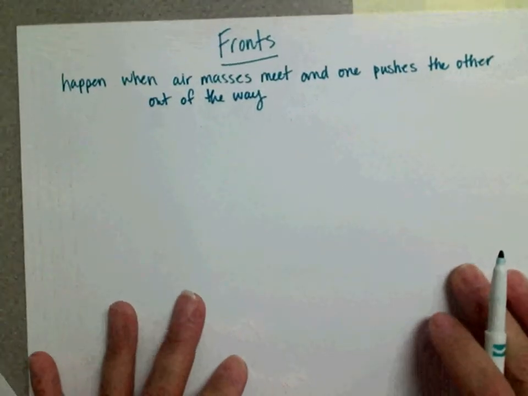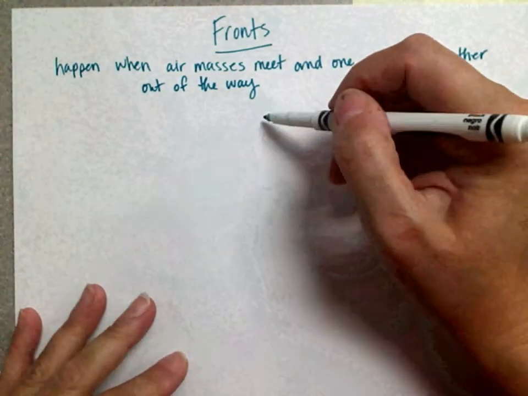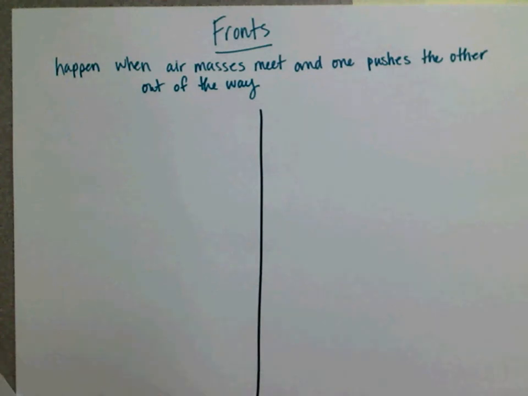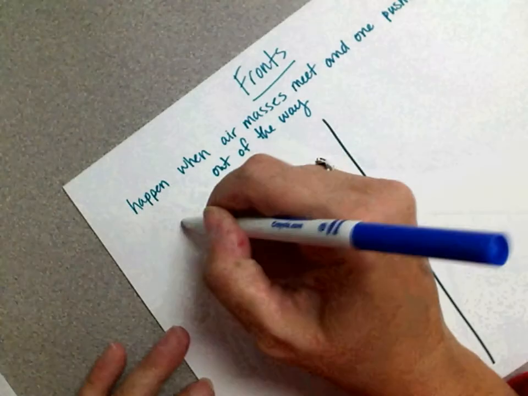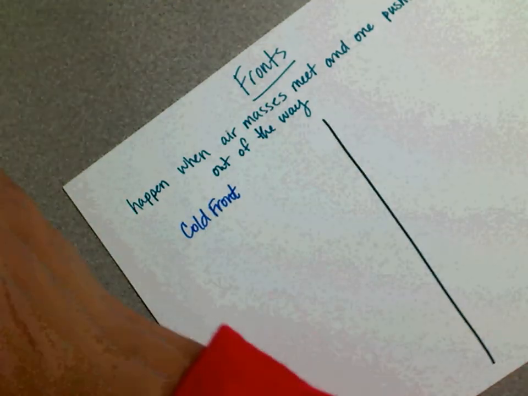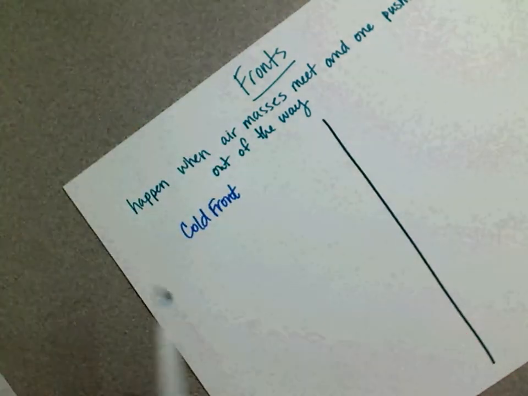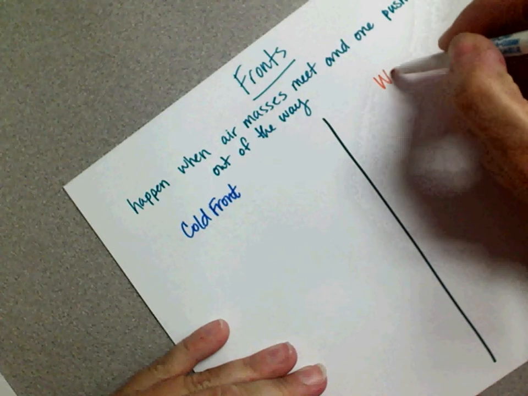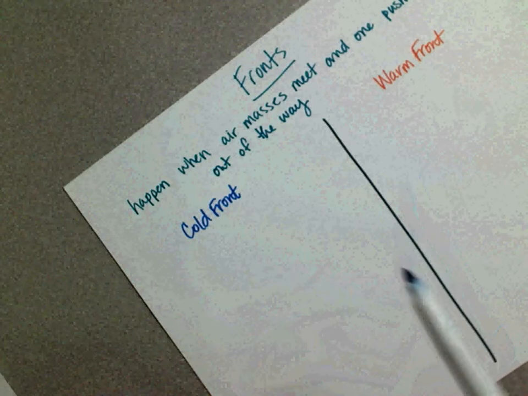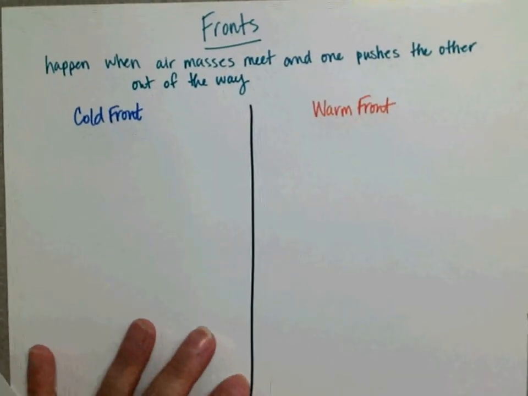And we have two kinds, right? We talked about it in class, remember? 2 of them. Anybody remember what they are? Yes, we have a cold front and a warm front. Okay. We have cold fronts and warm fronts. Anybody remember those symbols? Remember we talked about some symbols?